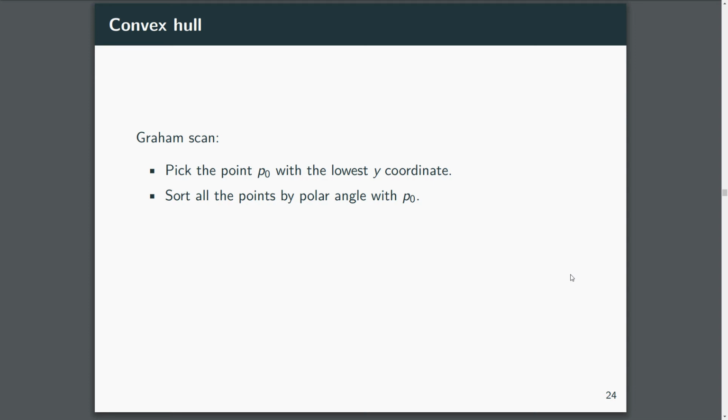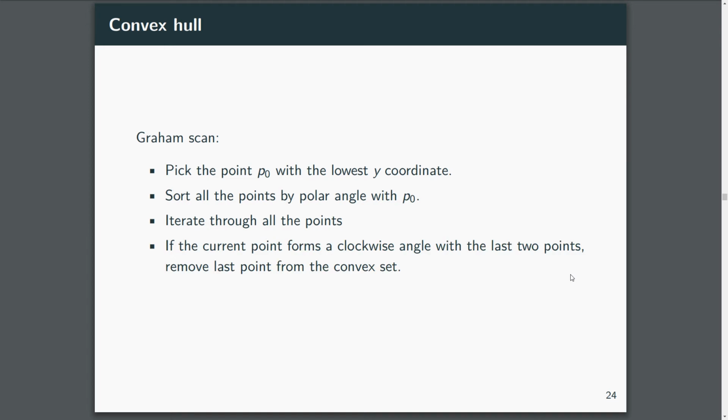Then you sort the points by their polar angle with P0. You iterate through all the points. If the current point you're at forms a clockwise angle with the last 2 points, then you pop it from the convex set you're creating. Otherwise, you add the current point to the convex set. The time complexity of this is bounded by the sort, which is O of n log n.